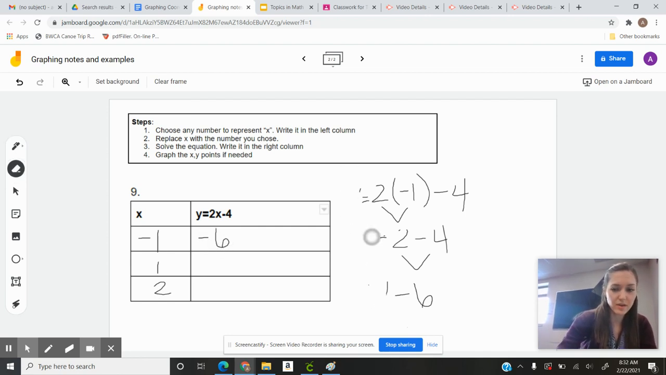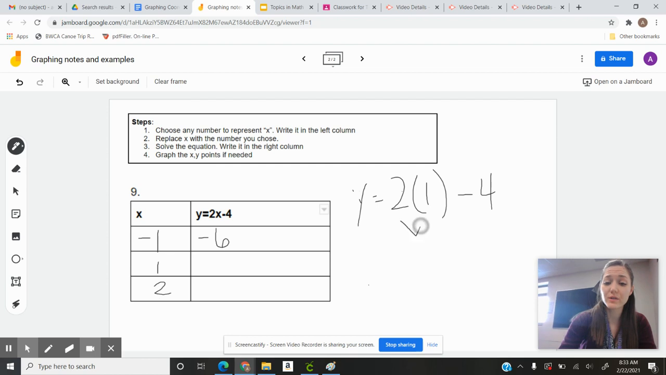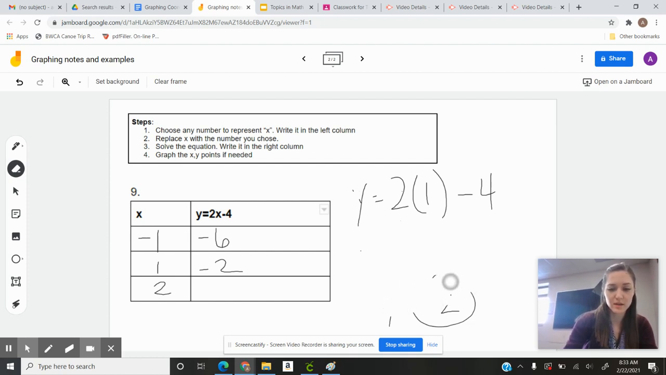All right, now I need to do that with my other numbers that I chose, starting with that 1. So I'm going to copy down my equation, replacing the x with a 1. So y equals 2 times the number I chose, which is 1, minus 4. Remember, order of operations, I got to do this 2 times 1 first, which is just 2. All right, copy down whatever's remaining, which is just -4. 2 minus 4 equals -2. All right, and that's my answer. I put it into the side of the table right over here. Okay. Last time that I have to do this equation.